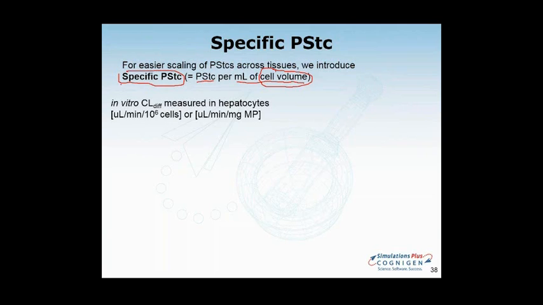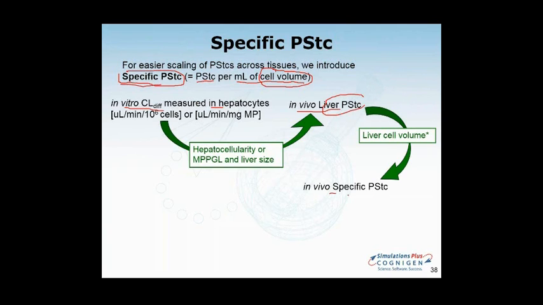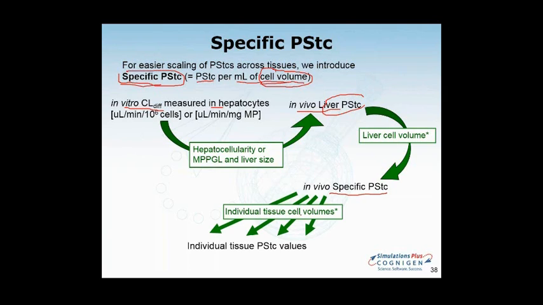And we were able to take this process of scaling all the way from the in vitro data, where you could get the diffusional clearance from your in vitro experiments. We would scale that to the in vivo liver permeability surface area product. And once we have it for one tissue, we could calculate this specific PSTC per cell volume. And then it would be easy scaling to go into all the other tissues. Once we have this specific PSTC, we could apply it to predict the PSTC values for adults as well as for pediatrics. And within the next few examples, that's exactly what was applied.